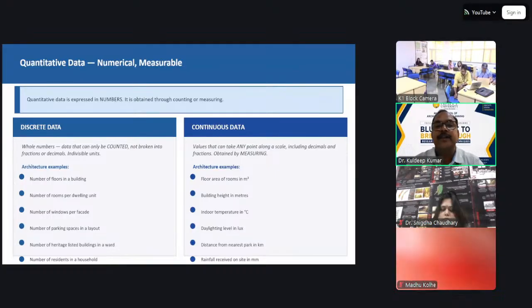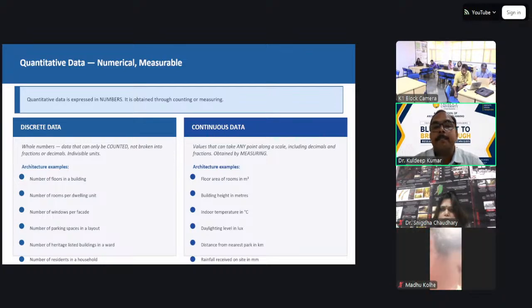Simply, we can say that if you count it, it is discrete. Very simple. Now let's see the continuous data. So continuous data is measured at any value on the scale. Now we know that theoretically there are infinite possibilities of values between 2 points.